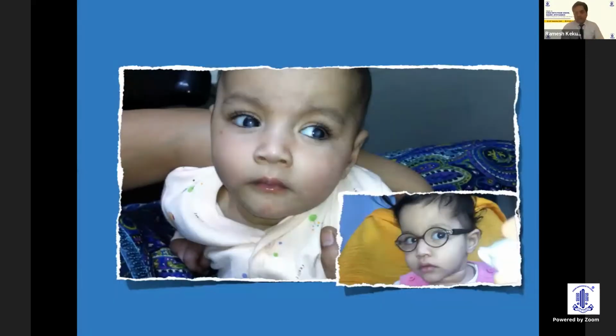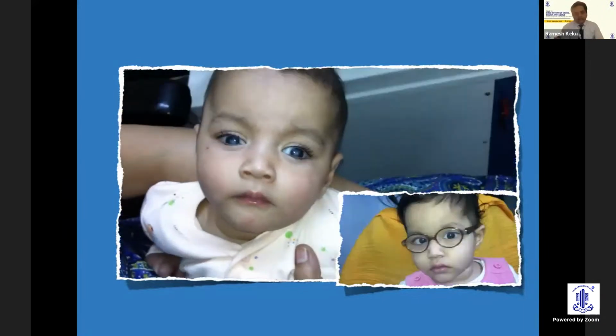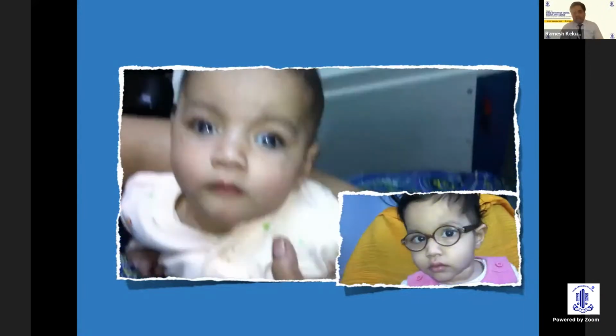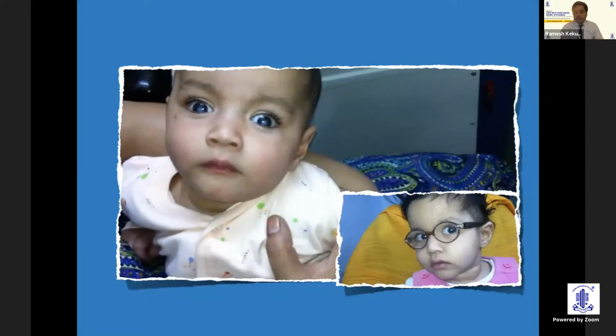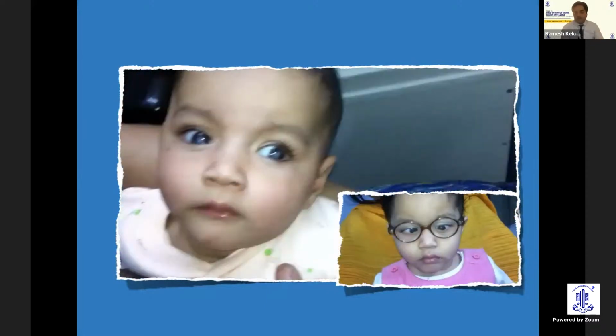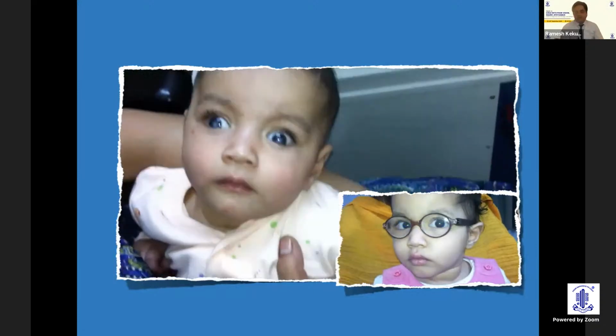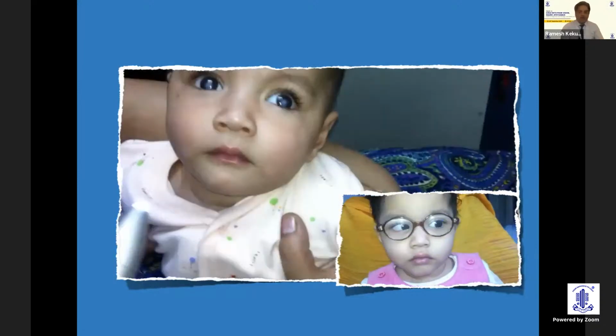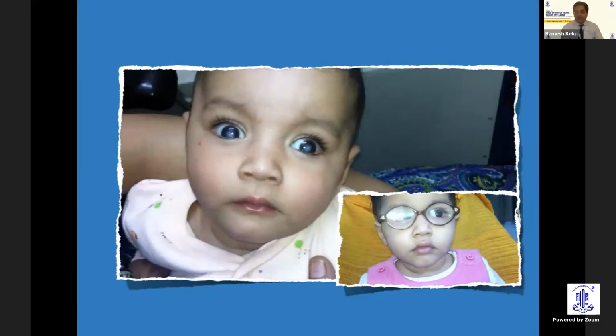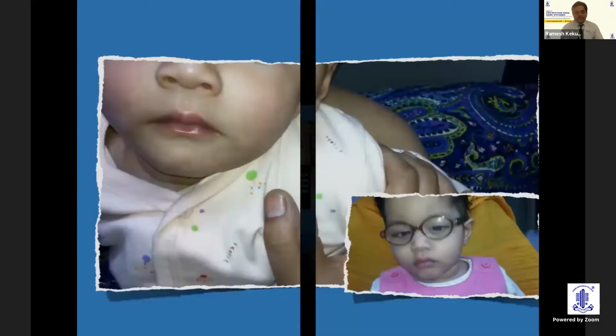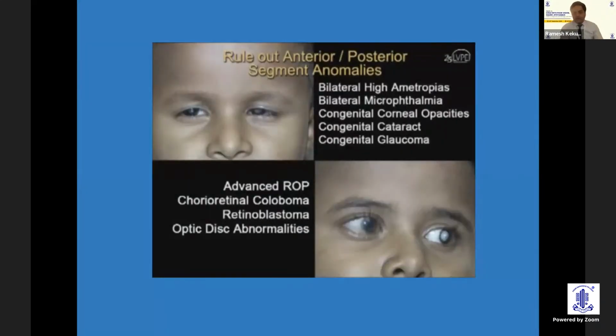Look at this child. You can definitely see both eyes have total cataract with a very, very poor visual response. And the lower video is after the cataract surgery. Still there is an abnormal head posture. Even with that, the child is able to see. I'm showing these videos just to show how you can pick up these things.